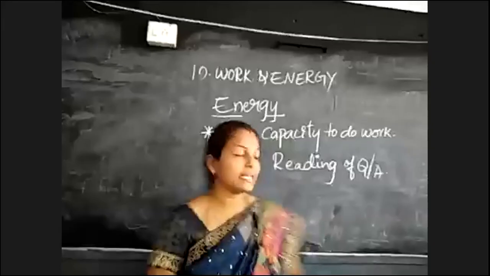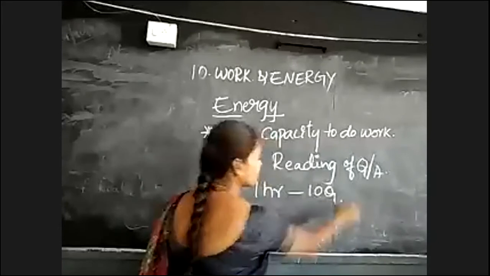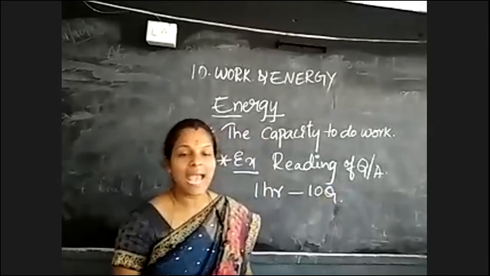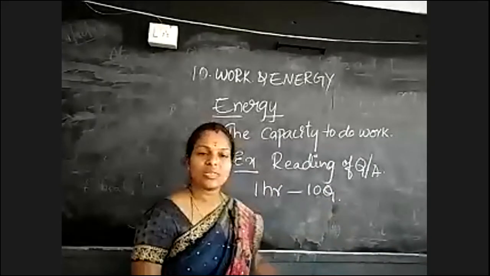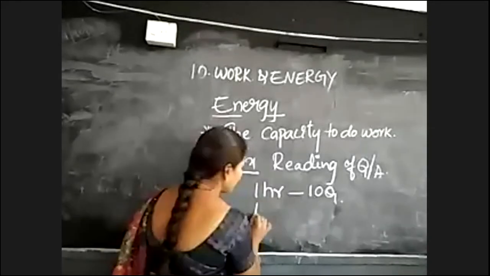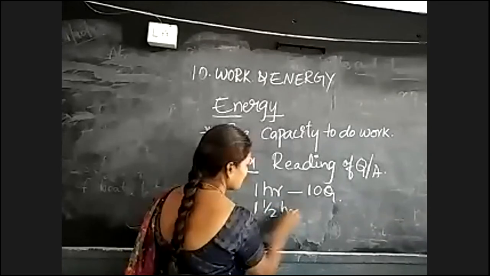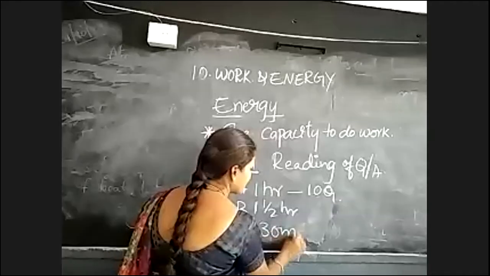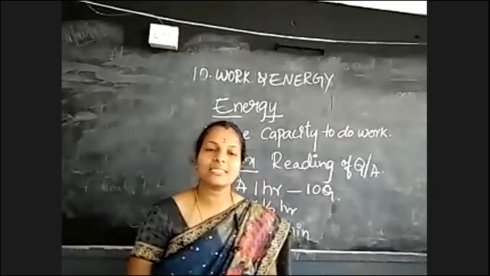See, at least if one person takes 1 hour to read 10 questions. Questions means questions as well as answers. If one person is taking 1 hour to read 10 questions, somebody may take 1.5 hours. This is person A, person B and person C may take only 30 minutes. This happens in your regular classes or not?